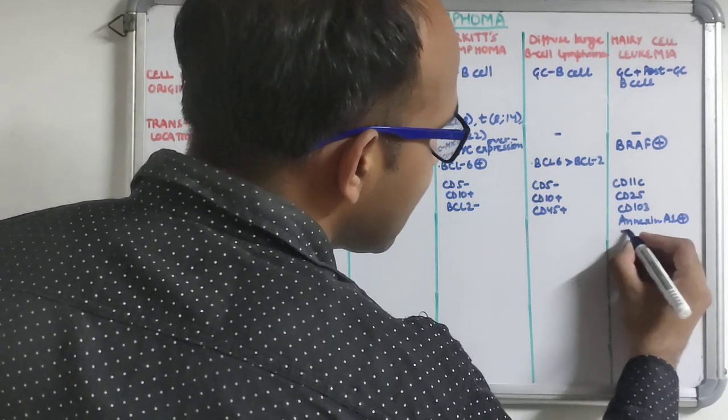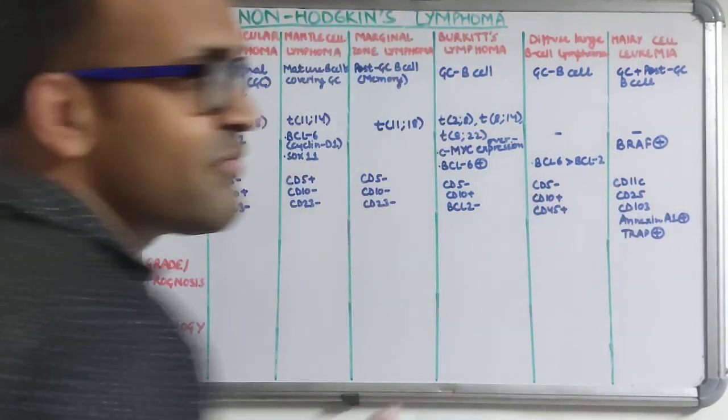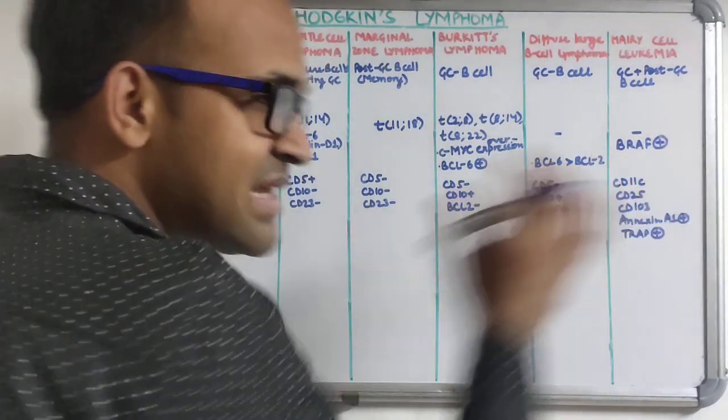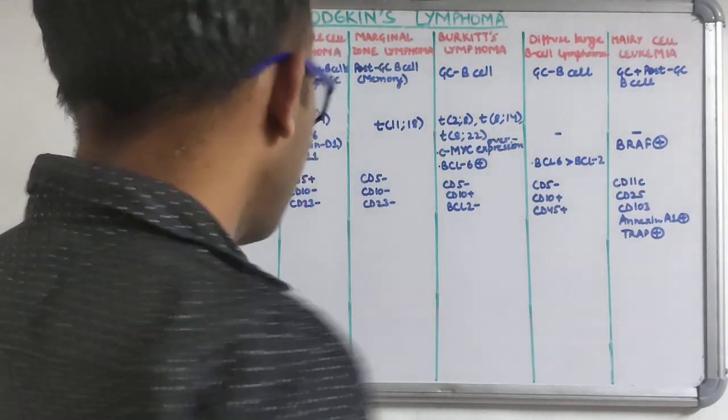TRAP means tartrate resistant acid phosphatase. So only two non-Hodgkin's lymphomas are TRAP positive. One is hairy cell leukemia, another is hepatosplenic lymphoma. Rest all are TRAP negative.